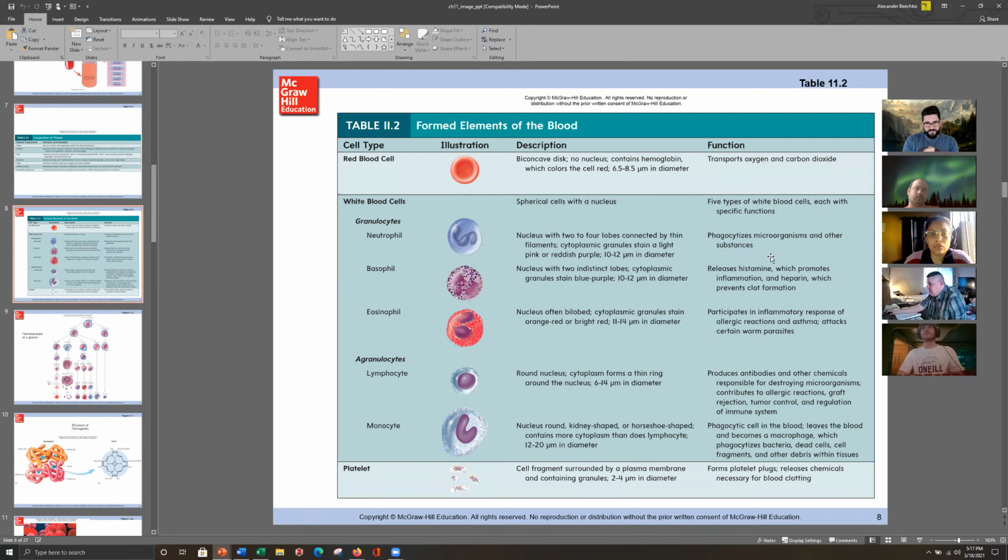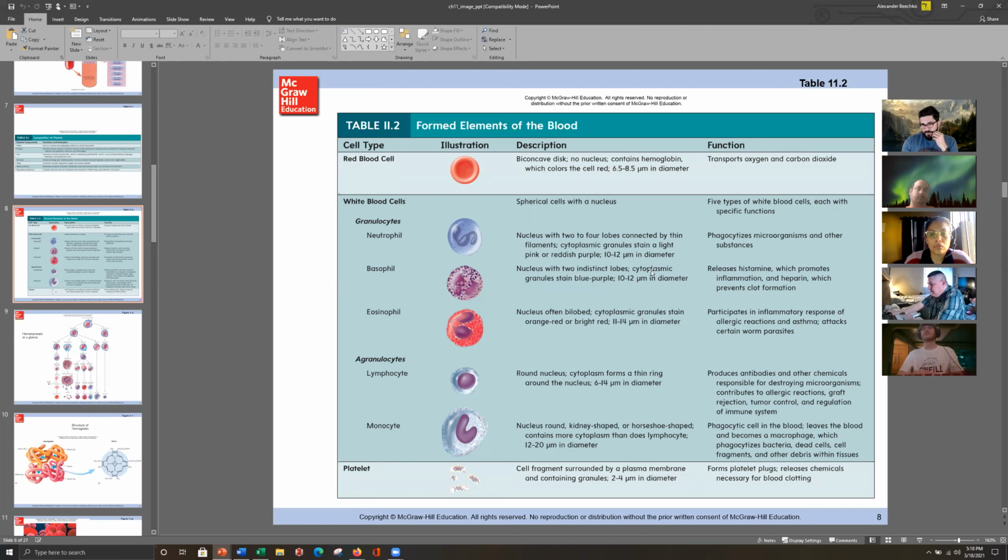So if we have a laceration and we get a cut or something like that, one of the main cells that gets to that site first and is part of that initial inflammatory response is a neutrophil. These guys will then go and swallow and metabolize and break down any kinds of bacteria or other pathogens that are trying to invade us.